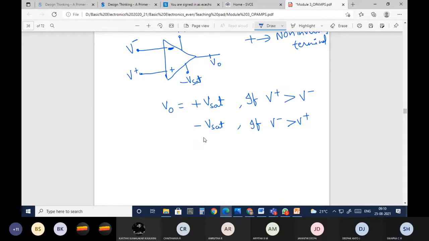Now I'll go with the two types of comparator. The first one is the inverting comparator. In the inverting comparator, we give the sinusoidal input signal at the inverting terminal, and the non-inverting terminal is provided with the reference voltage. Since we are giving input to the inverting terminal, we call it an inverting comparator. That's the only difference.